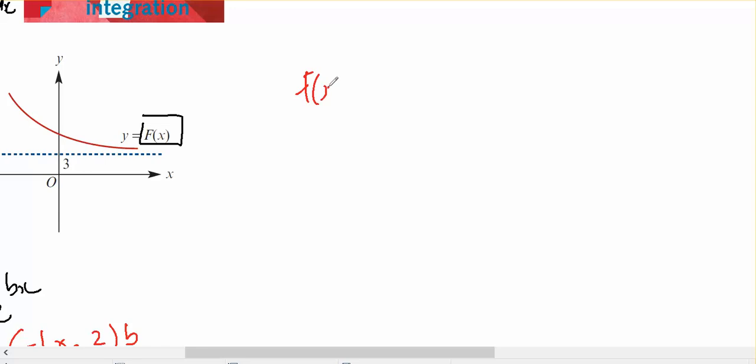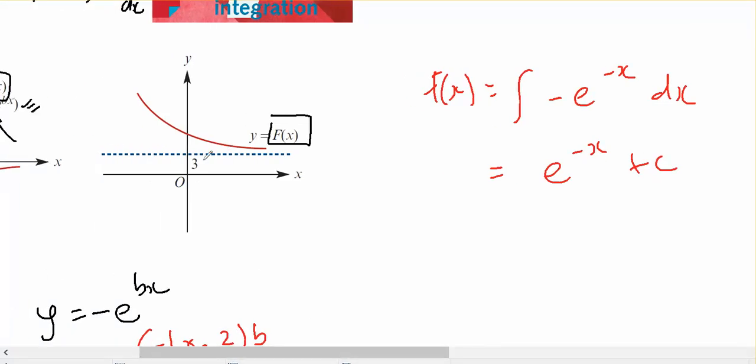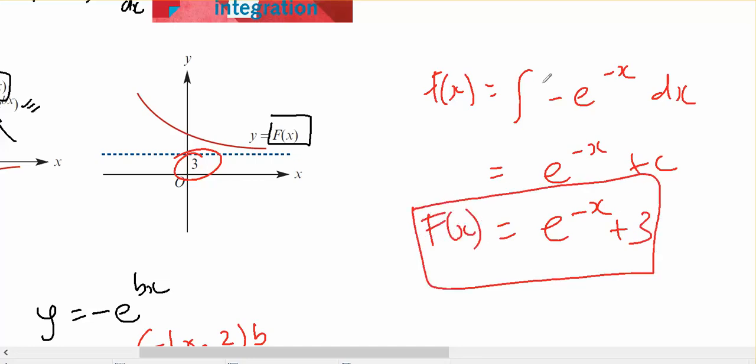Capital F of x is the integral of negative e to the minus x dx, which will be, since the derivative of that is negative, I've got the negative e to the minus x plus some constant c, and I can see that my constant c is 3. E to the minus x plus 3 will be capital F of x, and small f of x equals negative e to the minus x.